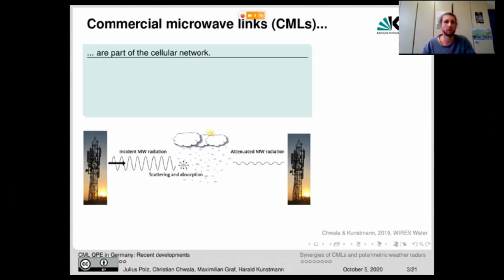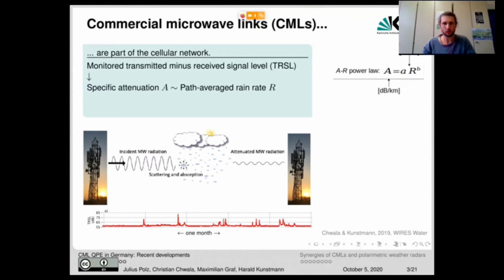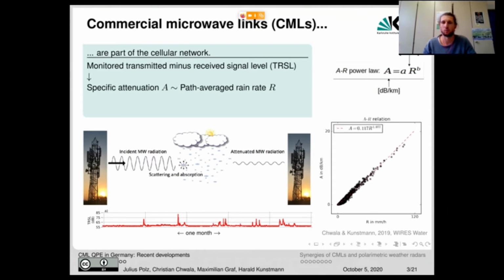As we already have seen, commercial microwave links are part of the cellular network. And what we are doing is exploiting this specific attenuation and the linear relationship to the path average rain rate. Specific attenuation will be A in my talk today. So we have this A-R power law, and we're monitoring the transmitted minus received signal level. We already saw a lot of these DSD variational plots today. So we do rain rate estimation along the link path.